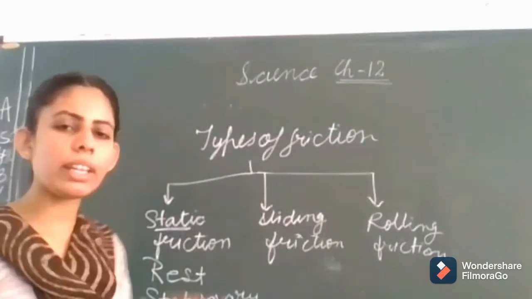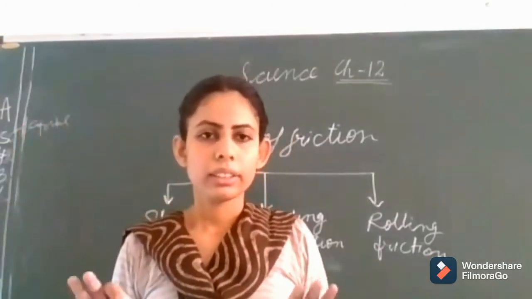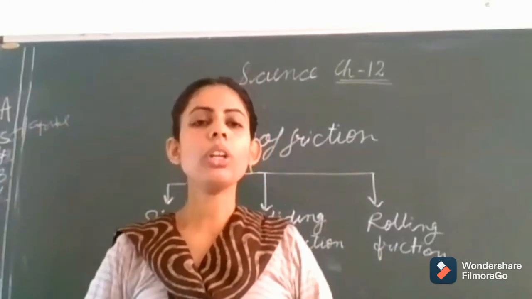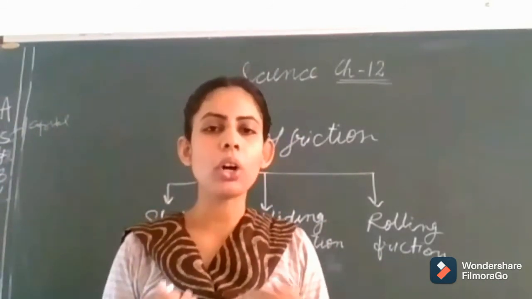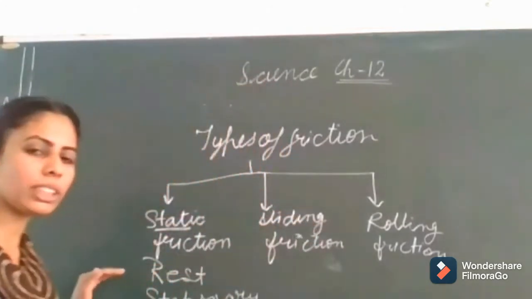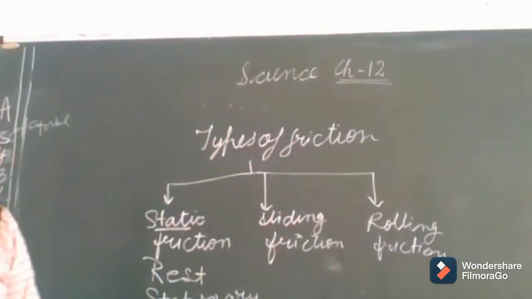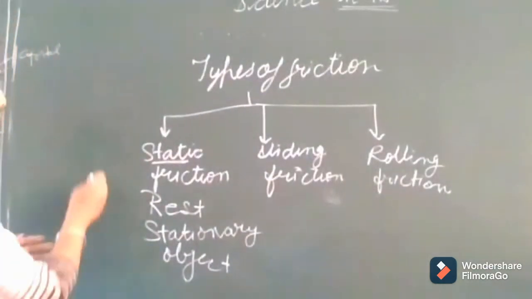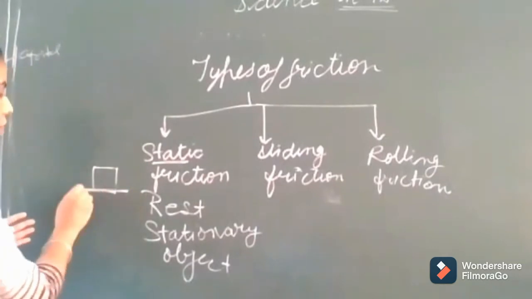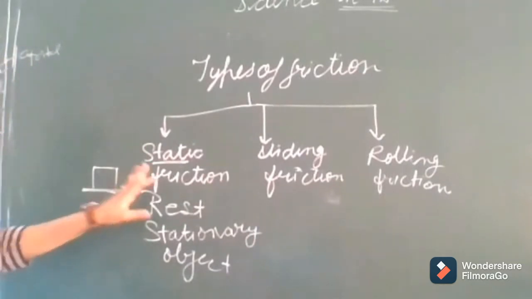So I am standing here. Okay? So I am in the rest position. So the friction that will act on me is the static friction, because I am standing at rest as a stationary object. If there is any box on the surface and it is not moving, the friction that comes into play is the static friction.